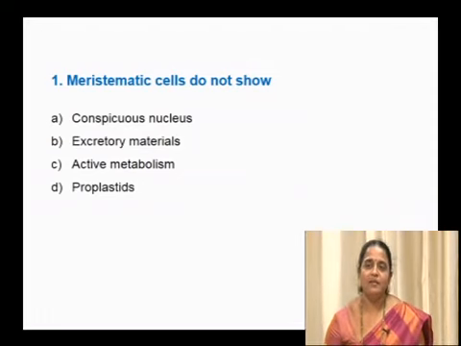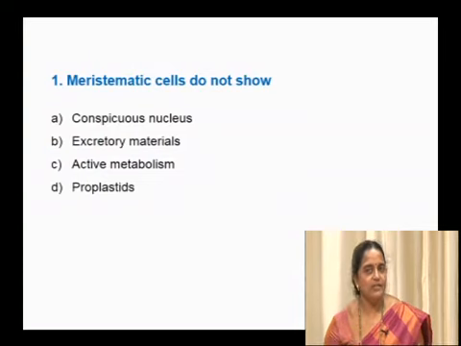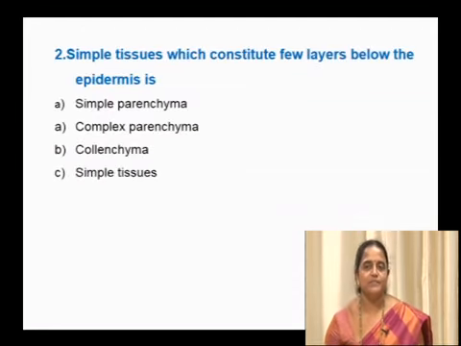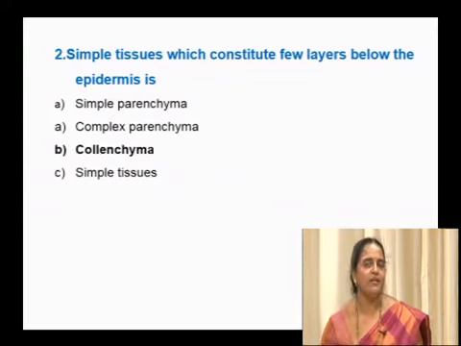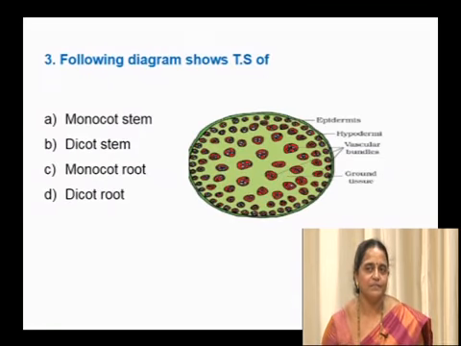As I said, meristematic cells are embryonic. They have a conspicuous nucleus. Yes, they are in an active metabolic phase. They have developing plastids, but they do not have excretory materials. So, the correct answer is B. The simple tissue which constitutes a few layers below the epidermis: whenever you consider any section below the epidermis, especially in the stem, there is a simple tissue for mechanical support, and the mechanical tissue present only in the stem is collenchyma. So, the correct answer is collenchyma.